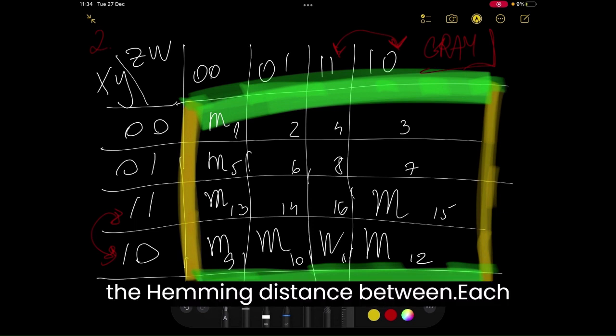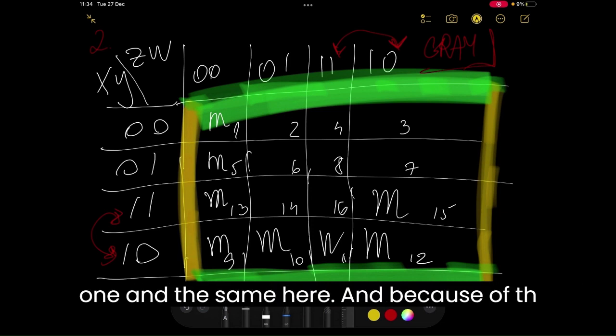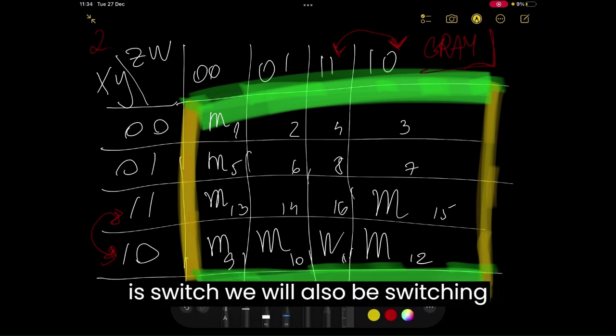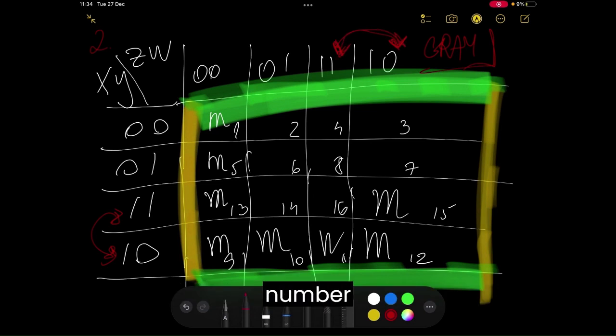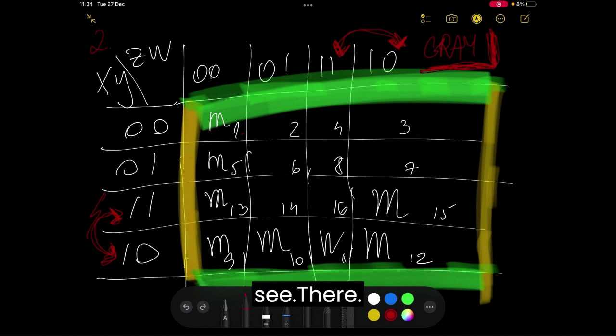The first rule is that the Hamming distance between each row and each column must be equal to 1, which is why here we must make the switch, because usually 10 stands for 2 and 11 for 3 in binary, but we will be using Gray code where these two can be switched in order for our Hamming distance to be 1, and the same here. And because of this switch, we will also be switching the numbering of the boxes in here. As you can see, their places.